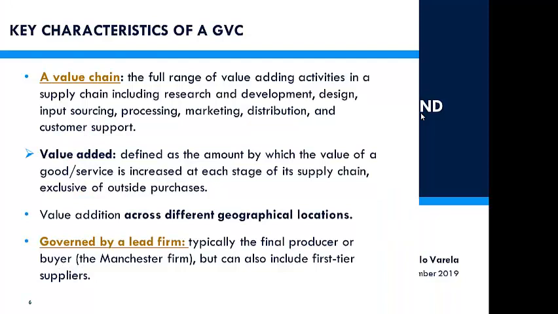So what are the key characteristics? A value chain is the full range of value-adding activities in the supply chain, going from research and development at the very beginning, when you're designing a product, all the way to customer support, when you're distributing and doing after-sales services. What is value added? We all know it is the amount by which the value of a good or service is increased at each stage of production. The crucial element of a global value chain is that this value is created in different countries, so there is international fragmentation of production. Value addition happens across different geographical locations.